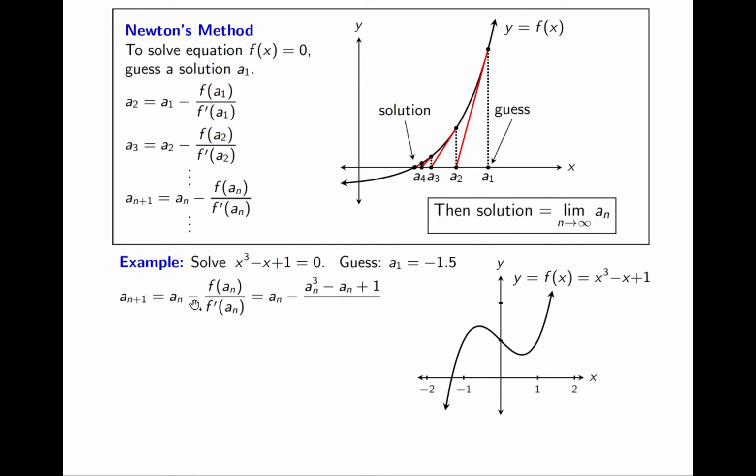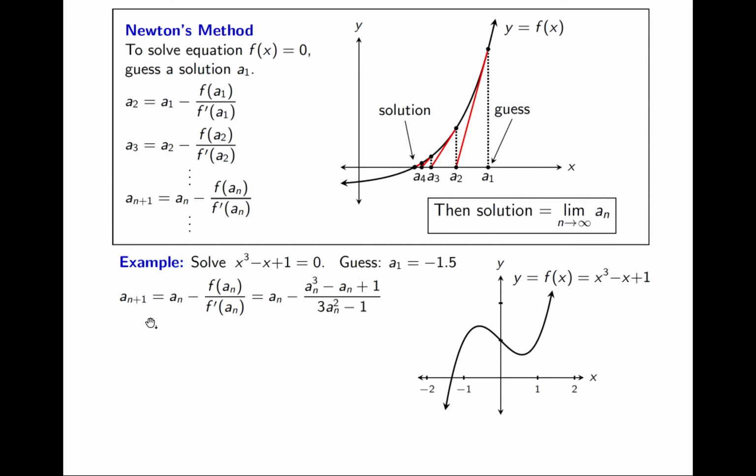A sub n minus this fraction, and on the numerator it's f of a sub n, and f of x is x cubed minus x plus 1. So f of a sub n would be a sub n cubed minus a sub n plus 1. Now what about the denominator? It's f prime of a sub n. Here's our f of x. F prime would be 3x squared minus 1. So f prime of a sub n would be 3 a sub n squared minus 1.